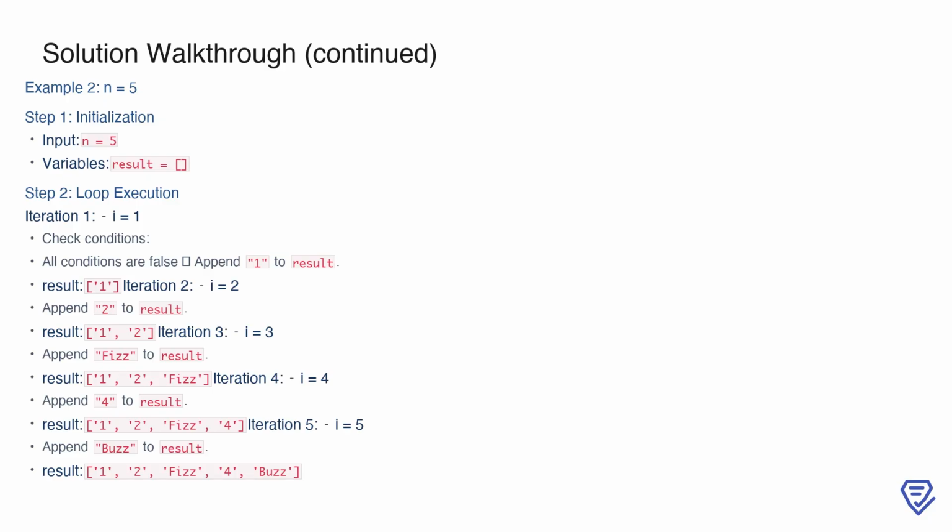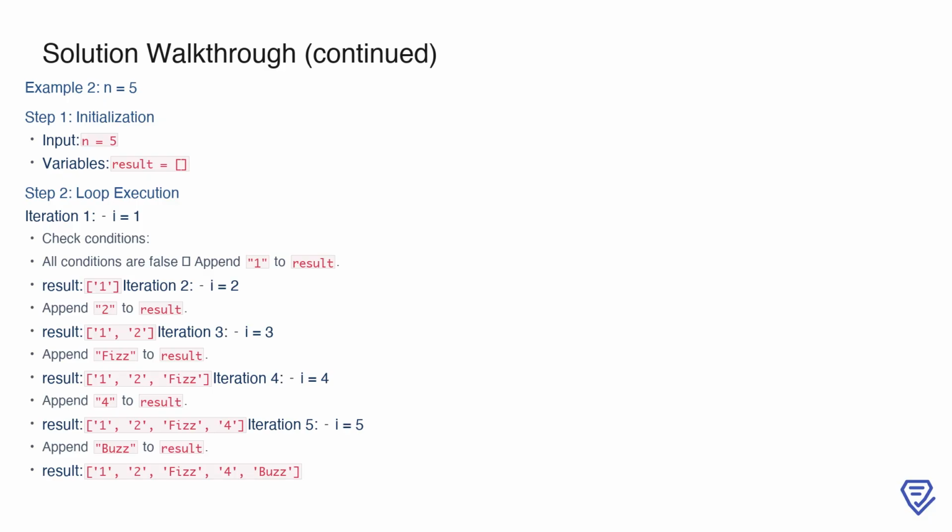Similarly, for i equals 2, we append 2. For i equals 3, the condition i%3 equals 0 is true, so we append Fizz. For i equals 4, none of the conditions are met, so we append 4. Finally, for i equals 5, the condition i%5 equals 0 is true, so we append Buzz. At the end of all iterations, the result list contains 1, 2, Fizz, 4, Buzz.